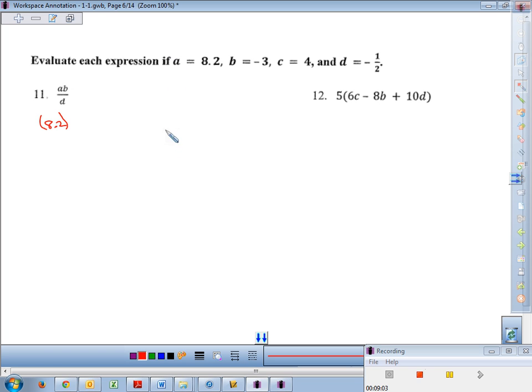What's B? B is negative 3, so I'll put that in parentheses. Over D. Is that a D or an A? D, which is a negative 1/2. So far, so good, right? So let's do the numerator. If you need a calculator, punch that in. 8.2 times negative 3. 24.6, negative 24.6, is that right?